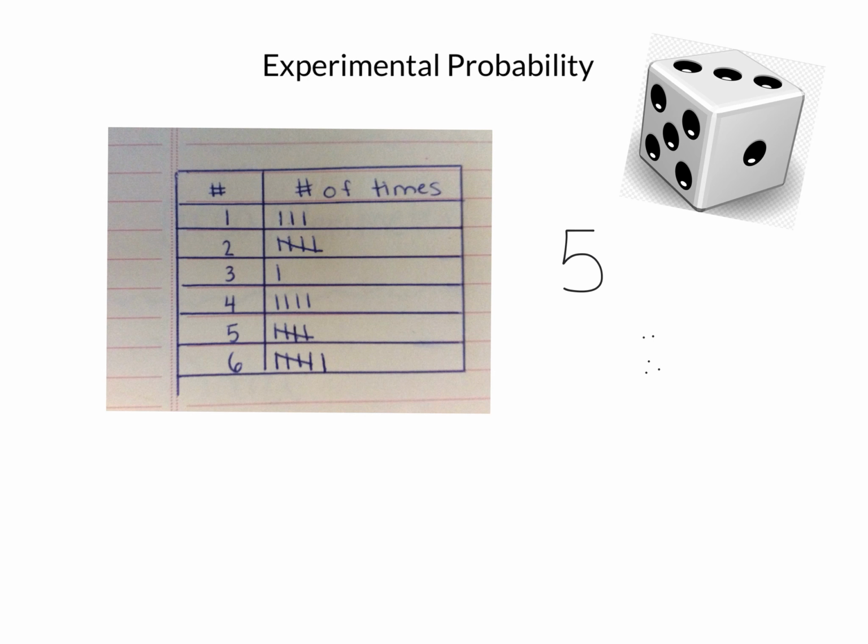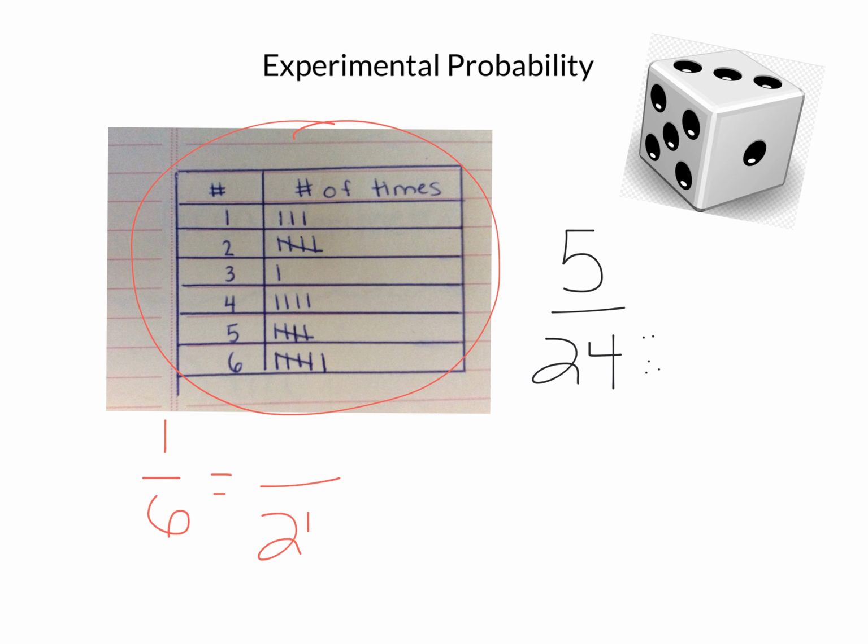So if I asked you what the experimental probability was of getting a 2, you would tell me that it was 5/24. What I want to ask you is, which one of the probabilities in this table was closest to what we predicted? We predicted it would happen 1/6 of the time. So if I were to roll 24 times, not 6, 24 times, what is the equivalent fraction to 1/6?